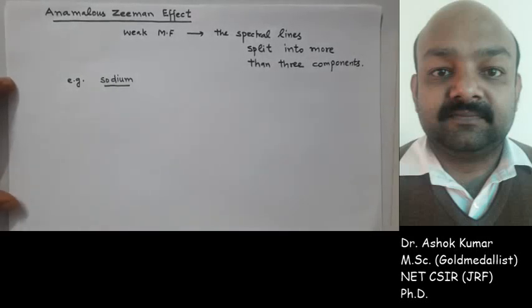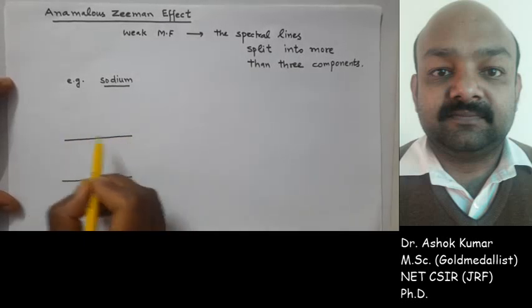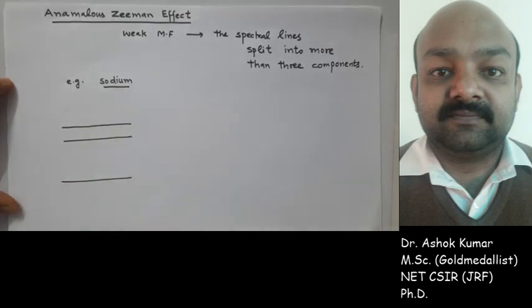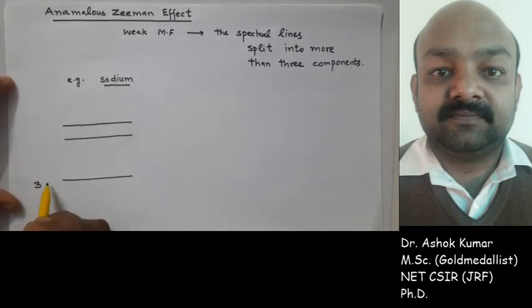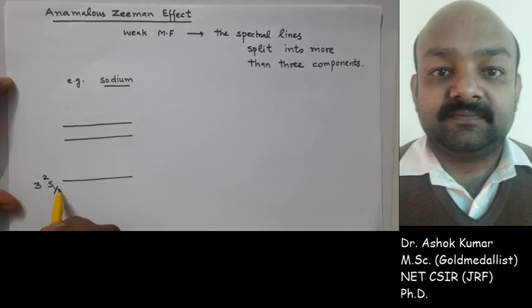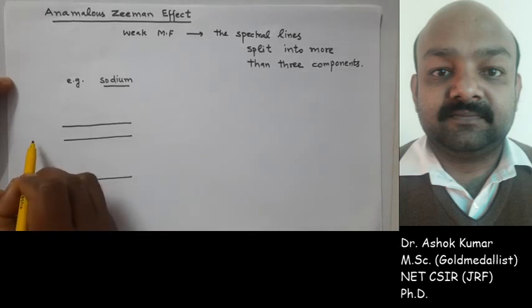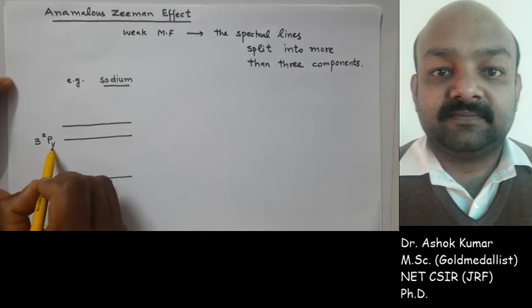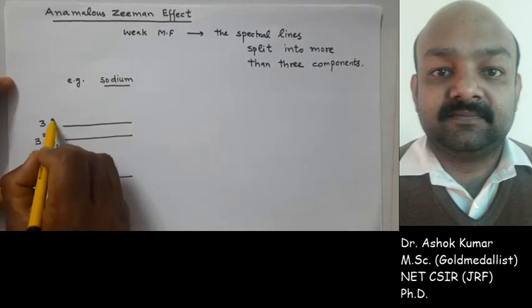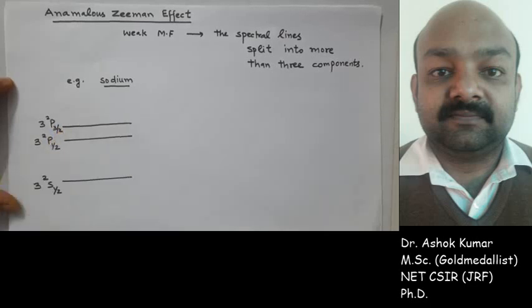As we all know, in sodium, we have three energy levels. This is the 3s 2S1/2 energy level. This is the 3p 2P1/2 energy level, and the 3p 2P3/2 energy level, and in this we get two spectral lines.